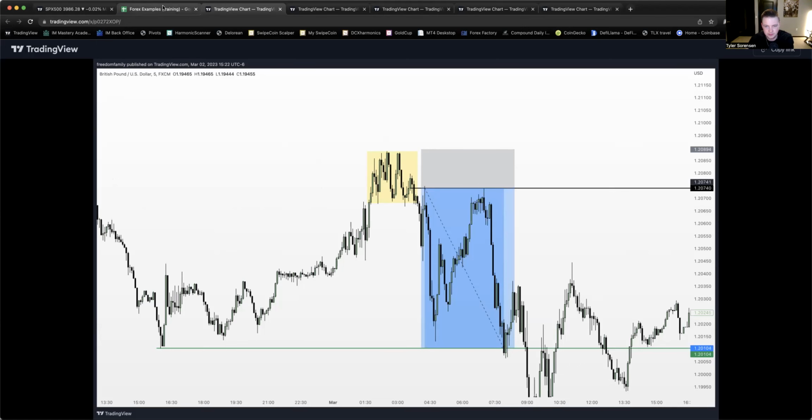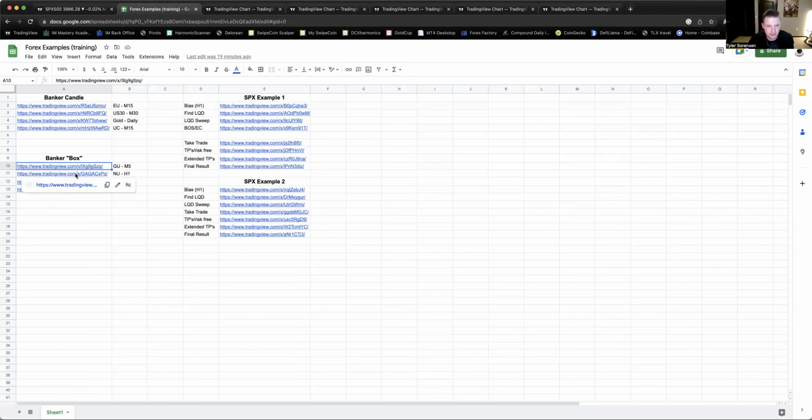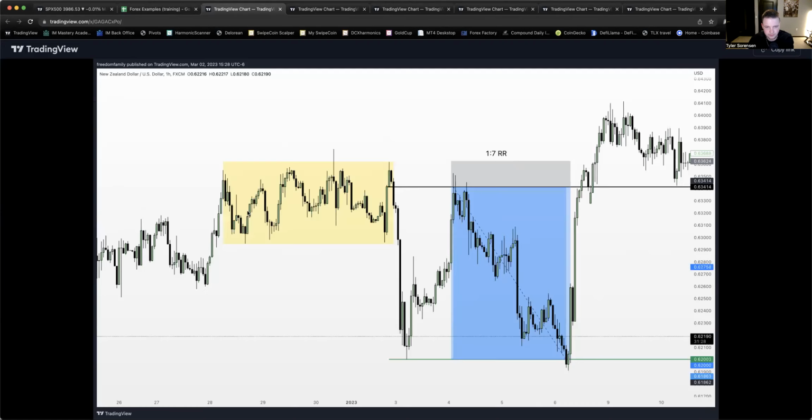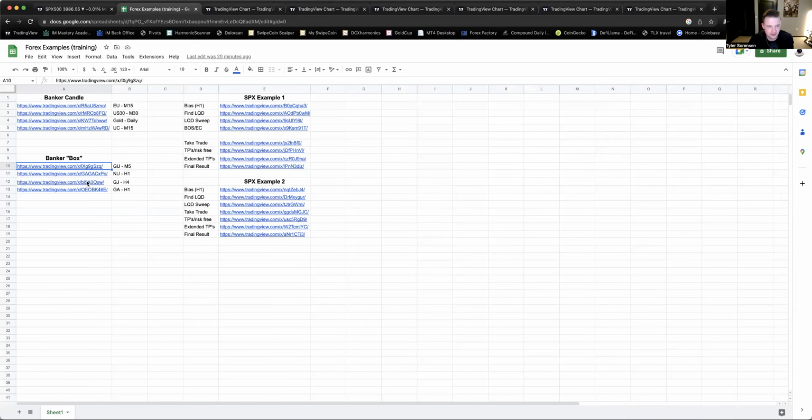Boom, GBP USD. NZD USD on the 1 hour time frame. Price consolidating right here, right? Price consolidating, price leaves the range. Okay, great. Here's our last up moving candle to the pip. Stop loss right above this candle, targeting this low right here. It's great. 1 to 7 played out. Sometimes, still to this day, it's just like, I don't know, it's like art to me.